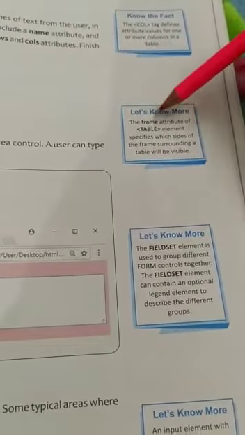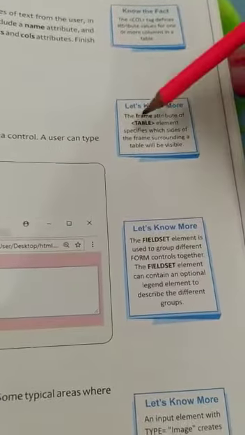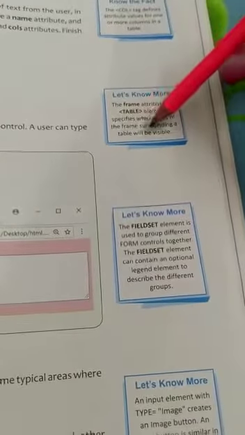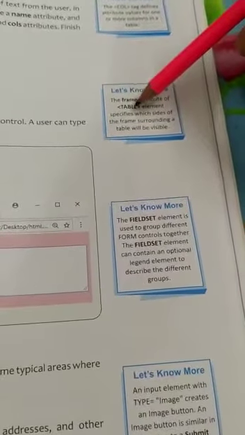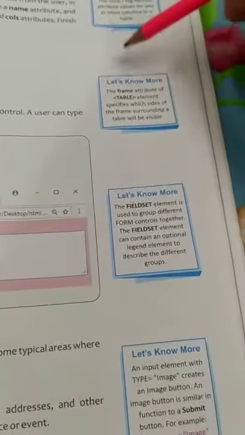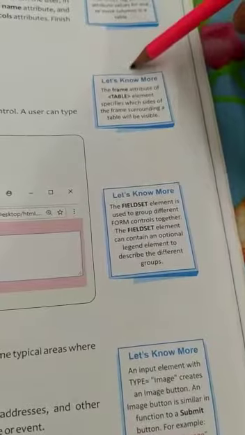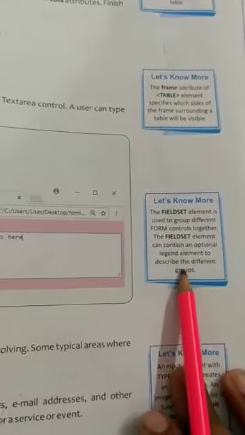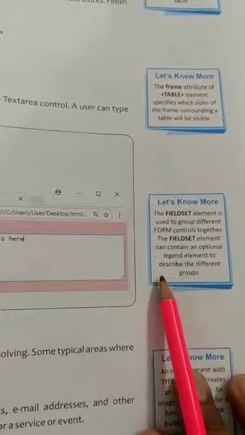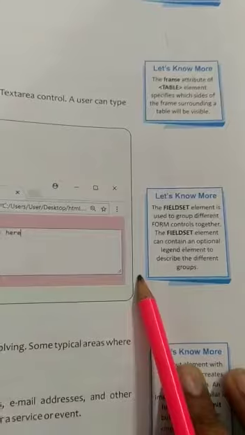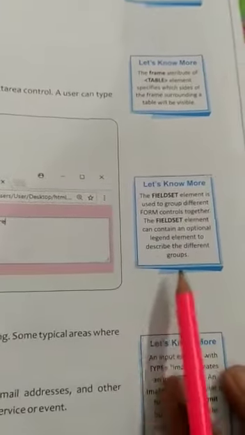Let's know more. The frame attribute of the table element specifies which sides of the frame surrounding a table will be visible. So the frame attribute specifies which sides of a frame surrounding the table will be visible. HTML frames are used to divide the web browser window into multiple sections where each section can be loaded separately. The frame attribute is used to control the display of the outside border.